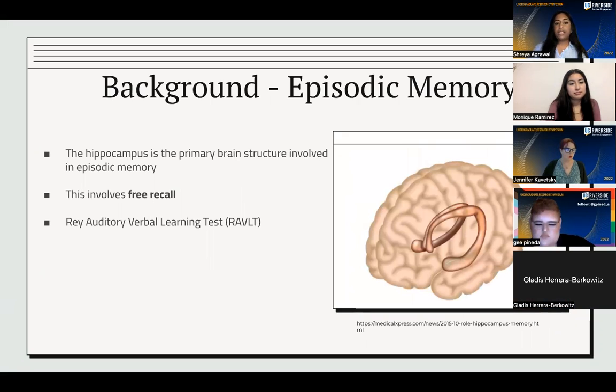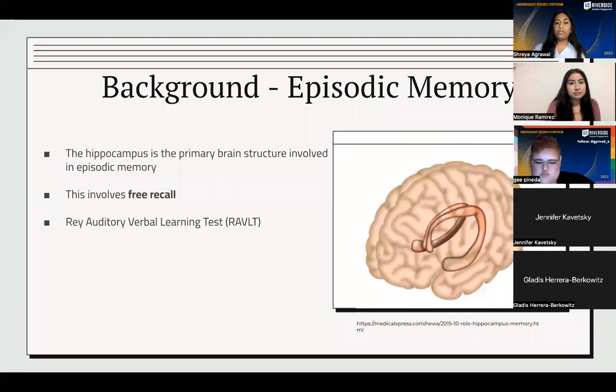So some background on episodic memory. Episodic memory is the ability to recall details and information about events, like what happened, where it happened, things like that. And that is called free recall, so without any kind of cues or hints to help trigger those memories. And the hippocampus is the primary brain structure that is involved in episodic memory.